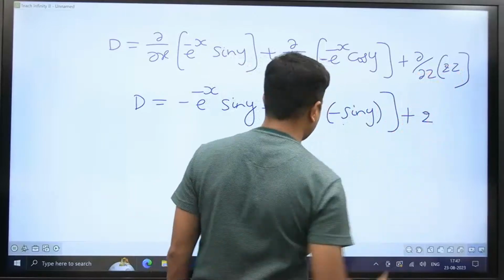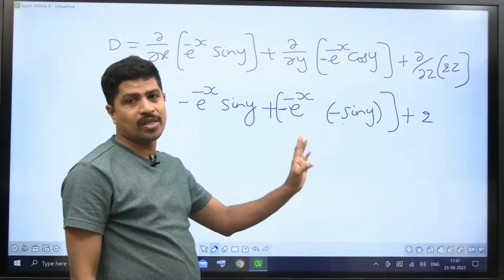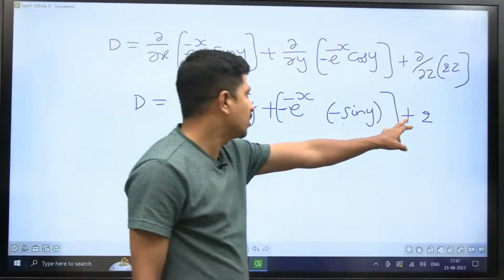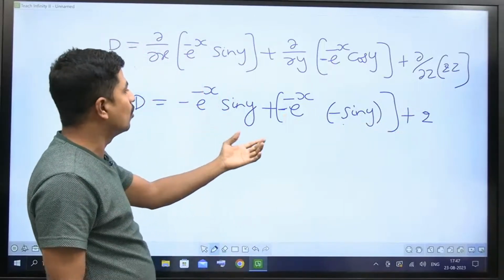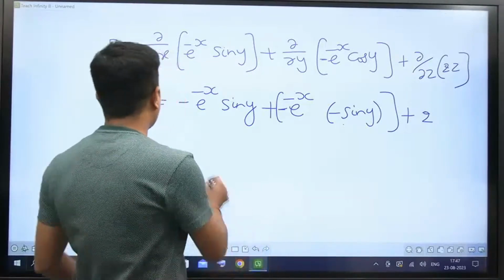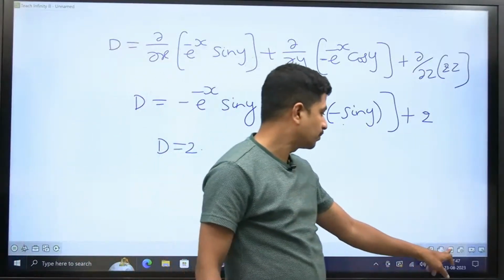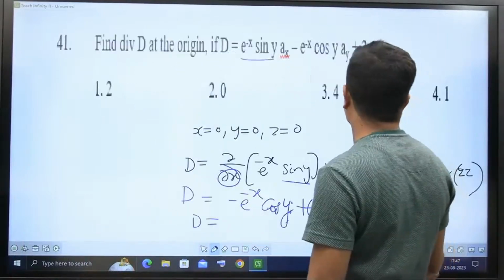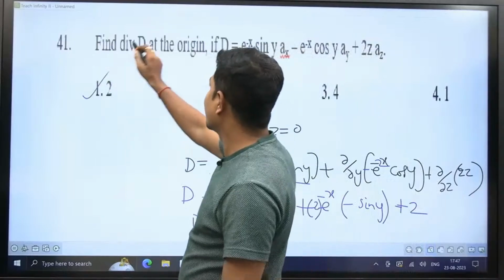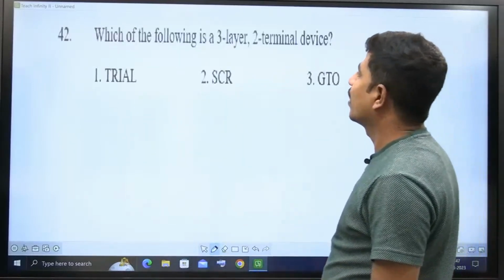This is 2. Now at origin is asked. At origin means x is equal to 0, y is equal to 0, z is equal to 0. If I put x is equal to 0 and y is equal to 0, those terms are 0. The answer is 2. The question is correct only, no issues. Which option is correct? Option 1 it is. Let's go to the next question.